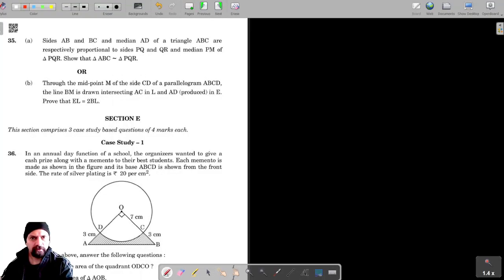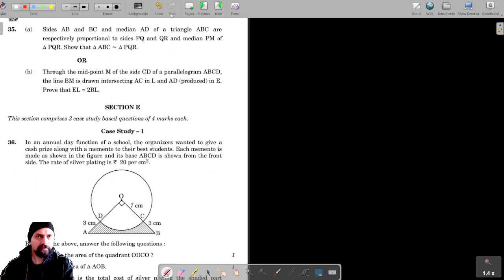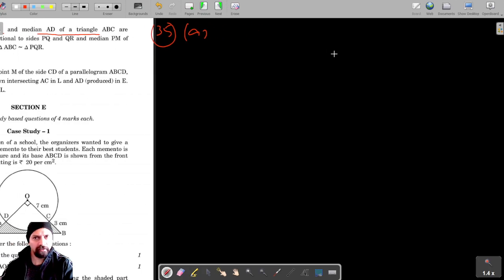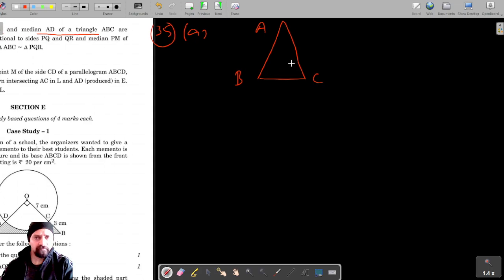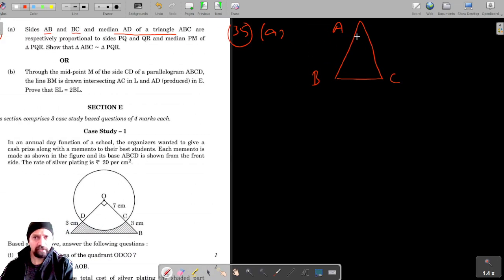For question number 35, part A, it's given that side AB, BC, and median AD of triangle ABC. So let's say this is triangle ABC, and it has median AD.